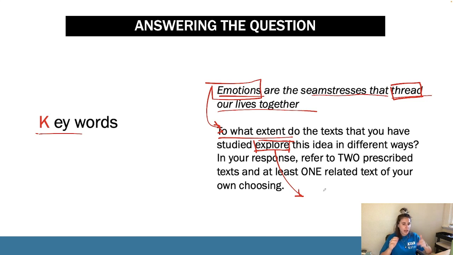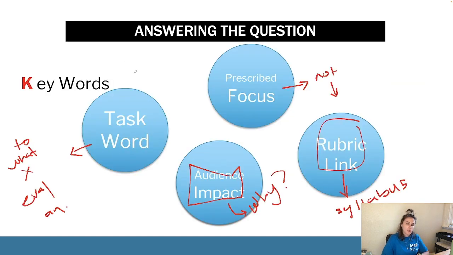So you can almost think of it as being in a bit of an order. Task word is number one, because it doesn't matter heaps. It does matter, but it isn't going to necessarily make or break your question. Your next one is going to be the rubric. As we said, that's the syllabus, because you need to know what you're answering, right? Your prescribed focus is number three, because it gives further detail to number two and gives you a bit more context. It's almost the specific thing you're going to discuss. And then audience impact is number four.